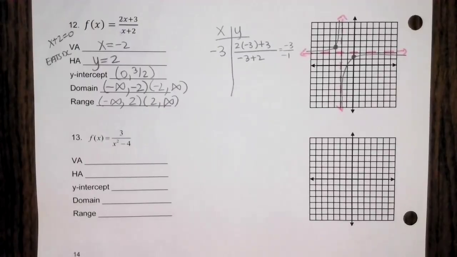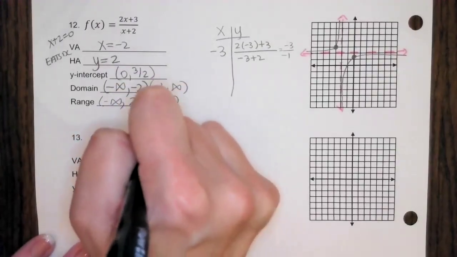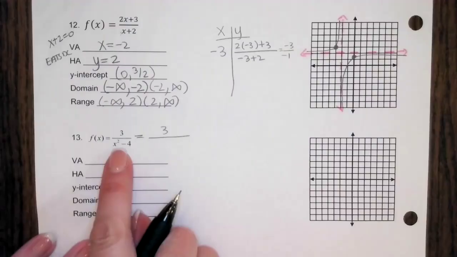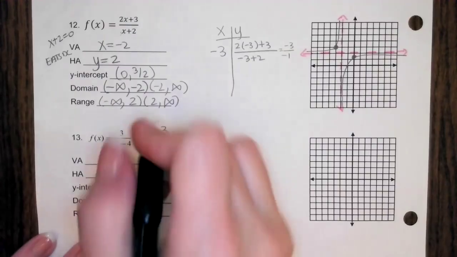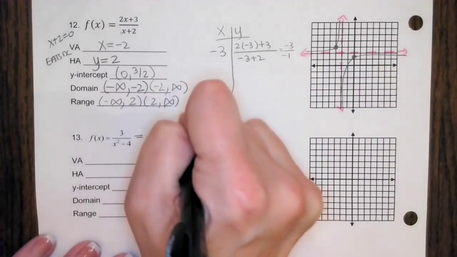All right, our last one here, we're going to get a double asymptote so you can see how that works. So my first step is to factor. You need to recognize that's the difference of 2 squares. And so when we have the difference of 2 squares, that factors to be x minus 2, x plus 2.